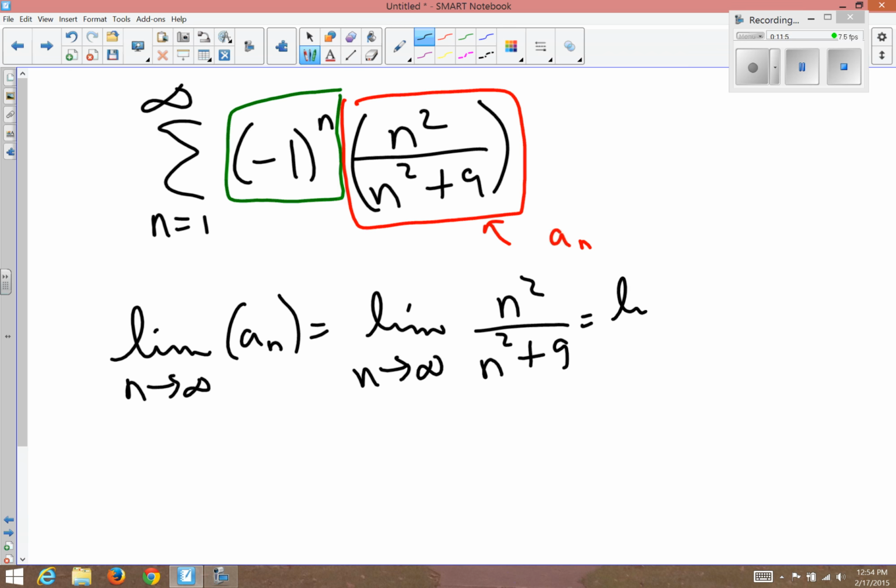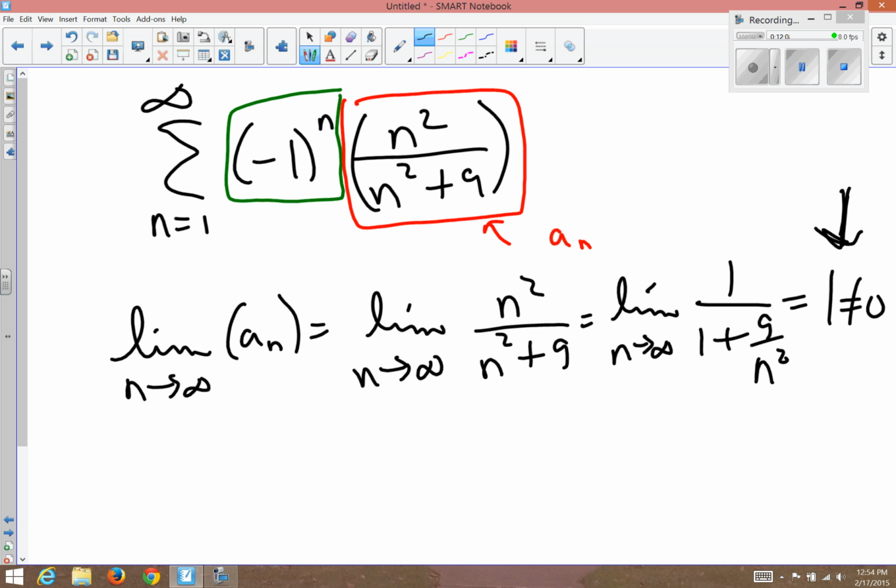Which is the limit of 1 over 1 plus 9 over n squared, which is 1. And that's not 0. So of the two conditions for the alternating series test, the second condition is not satisfied. So this alternating series diverges. The alternating series in this example diverges.